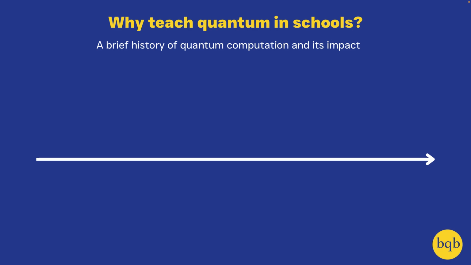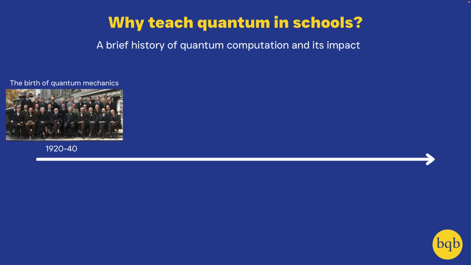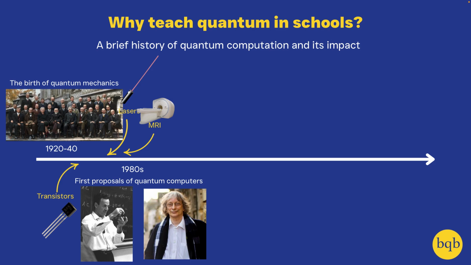The first level of this answer, and the most simple vision of this answer, is that quantum mechanics has revolutionized our world. It's brought with it the technological era. Quantum mechanics started being developed as a science between the 1920s and 1940s, and brought with it many of the core technologies that you can find in your laptops, phones, and anything that you would really consider a new age technological device. These are things like transistors, lasers, MRIs. But it wasn't until the 1980s that we started seeing the first proposals for quantum computers.